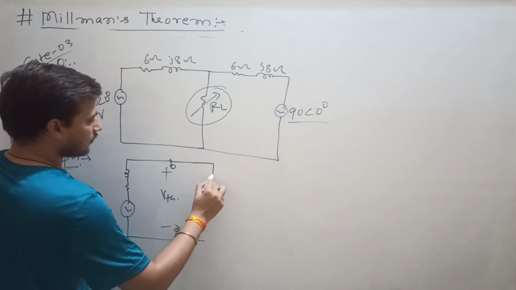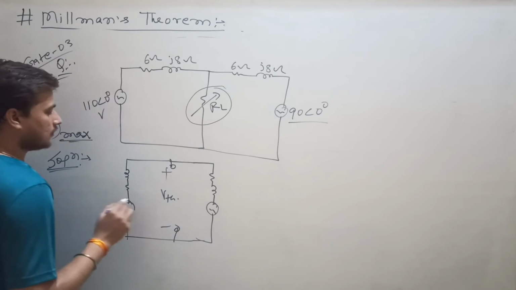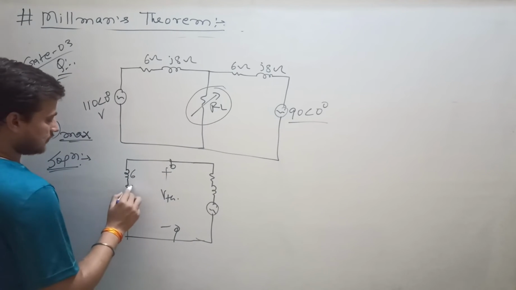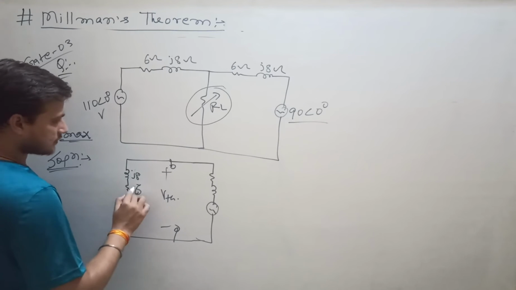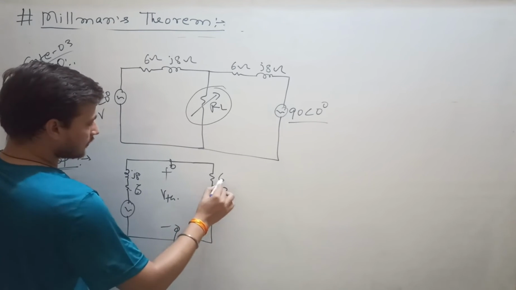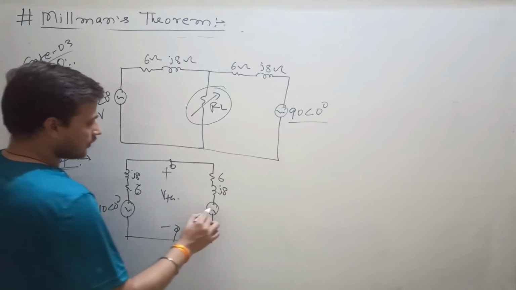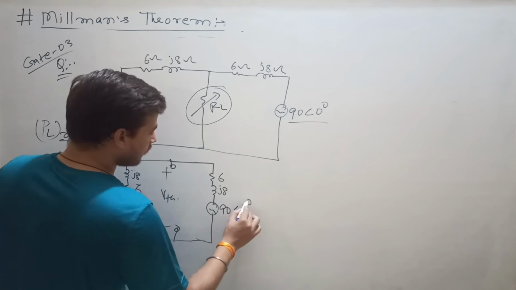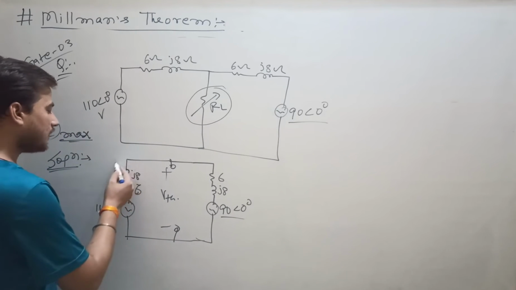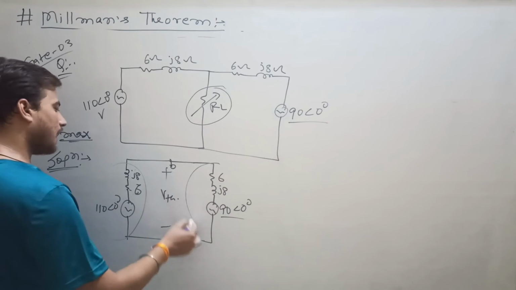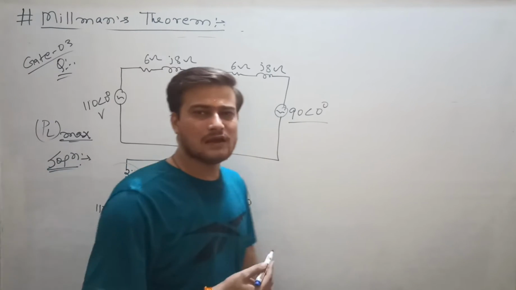Next you are having the circuit like this one. Clear? This is 6, J8 and 6. Similarly J8 and 6, it is 110 at the angle 0 degree, here 90 at the angle 0 degree. You have to find Thevenin's voltage. Again here you see that two practical sources are connected in parallel. You can directly apply Millman's theorem.